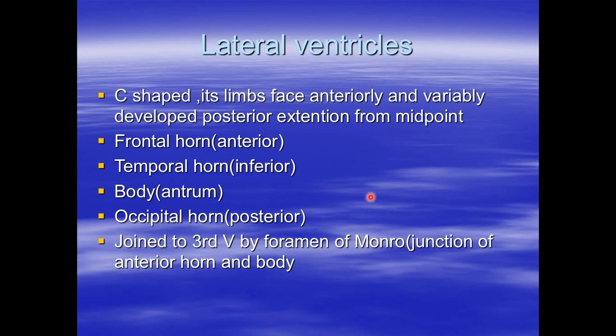So it's composed of these parts: the frontal horn, which is anterior, located within the frontal lobe. The temporal horn is the inferior horn, and it is located within the temporal lobe of the brain. The body, or the antrum of the lateral ventricle, is usually within the parietal lobe, and the occipital horn is located posteriorly within the parieto-occipital lobes. It joins the third ventricle by the foramen of Monro, which is located at the junction of the anterior horns and the body of the lateral ventricle.